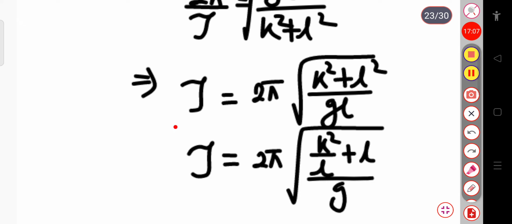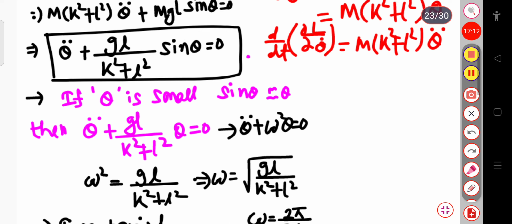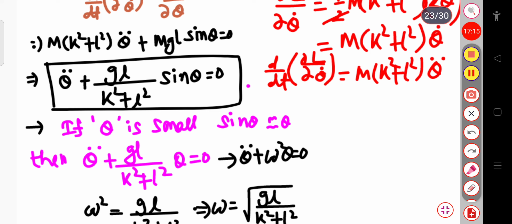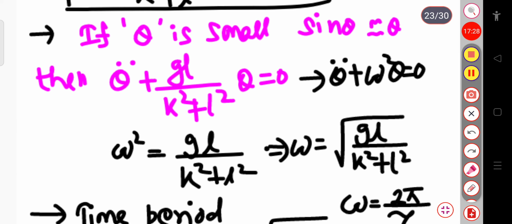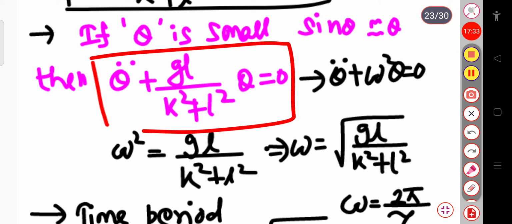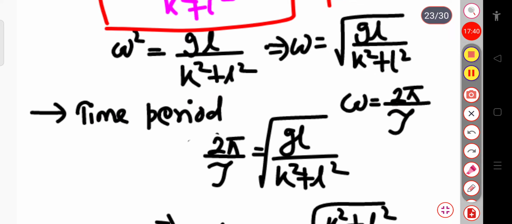This is the expression for the time period. So in this way you can solve this application of the Lagrangian equation. For the compound pendulum, the equation is theta double dot plus gL by (k square plus L square) into sin theta equal to 0. And if we consider theta to be small, that is sin theta is nearly equal to theta, then we can compare this equation with our general equation, calculate omega square, and from this omega value we can calculate the time period.